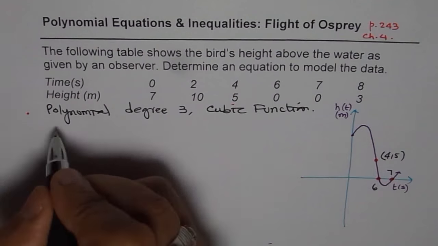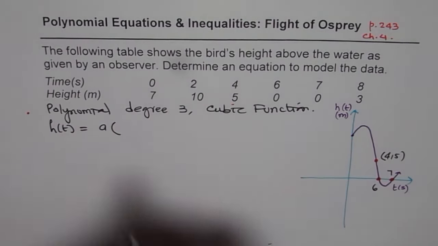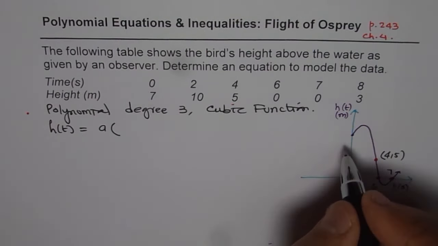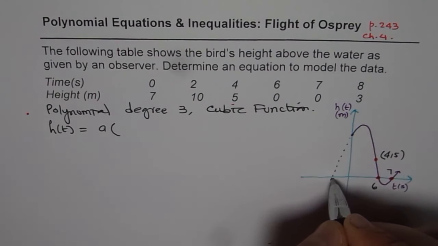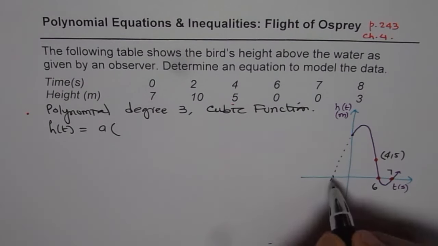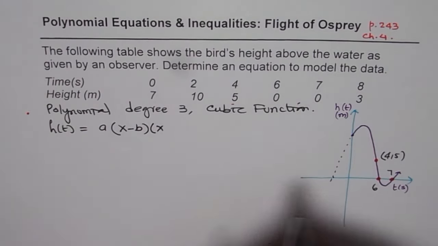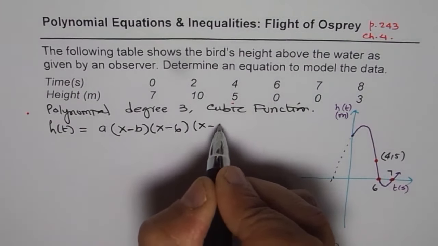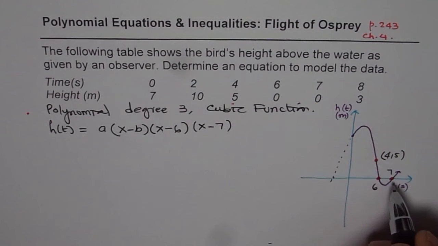So we say height h of t is a times. We know two factors, we don't know one. There could be one more, right? It seems there is one. So let us think like this. Do you see that? This point, right? So that makes it cubic, correct? We don't know that. So we'll say x minus b times x minus, we know these two, that's fortunate, 6 and x minus 7. Otherwise, this would have been hell, right? Even now, it's a difficult question.